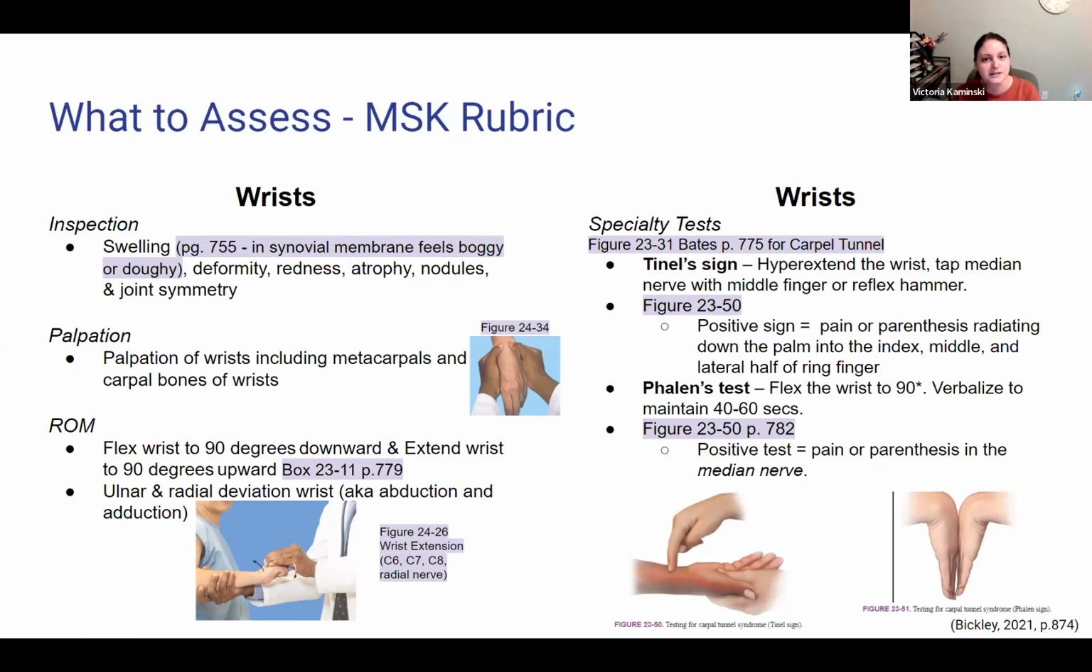Your specialty test with the wrist, there are two that are often used. And that is the Tinel and the Phalen sign. And again, there's photos here pulled directly from Bates, so you have an idea. The positive sign with the Tinel sign is pain, or that should not say pain, it should say paresthesia, radiating down the palm into the index, middle, and lateral half of the ring finger. Whereas the Phalen test, you're making those hands bow together, and you're going to verbalize that at 90 degrees. You would have the patient maintain that for 40 to 60 seconds to elicit pain or a response for a positive test. However, you can verbalize that you are doing that for that time period, and you don't have to waste time on your video.